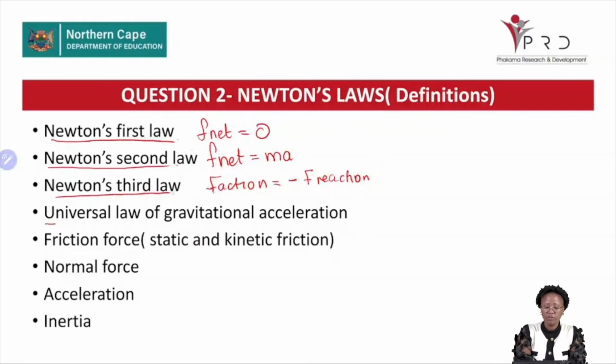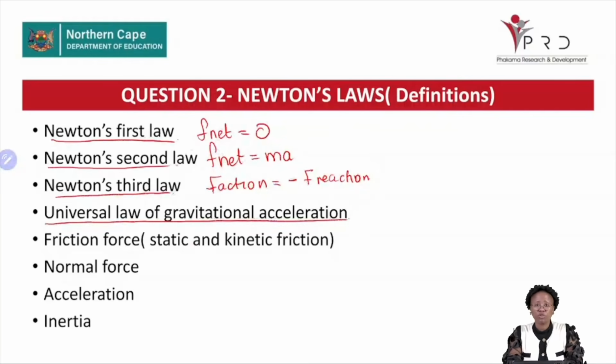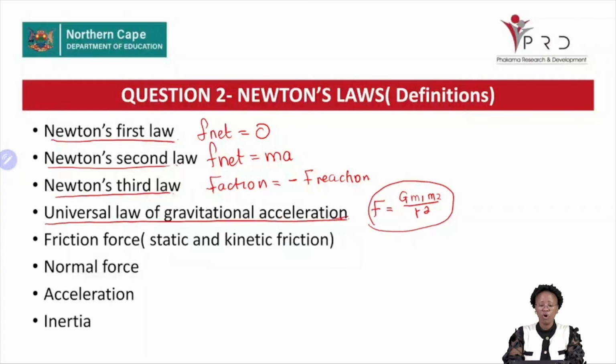In direction. The universal law of gravitational acceleration, please make sure that you are able to define it, and then the formula associated with that one, remember it is F equals G, which is our gravitational constant value. You find it in the data sheet. It's going to be provided for you. And then M1, M2 over R squared. Please make sure that with this formula, you do not confuse this definition with electrostatics. I mean, actually, Coulomb's law. Please do not confuse the definition of the universal law of gravitational acceleration with Coulomb's law.